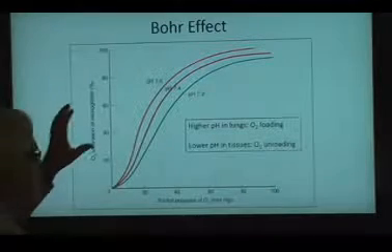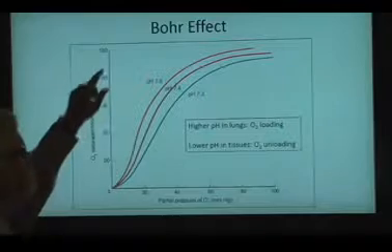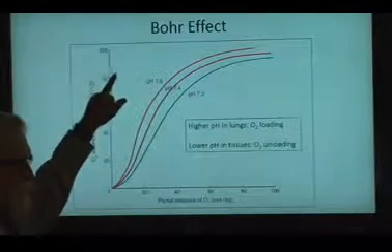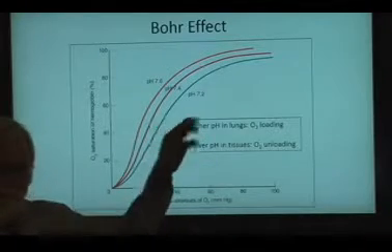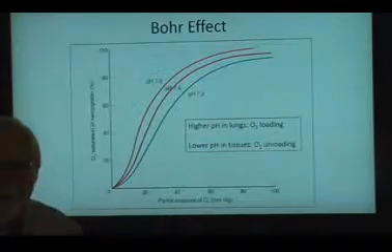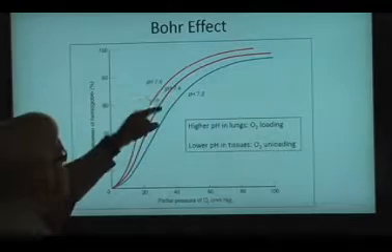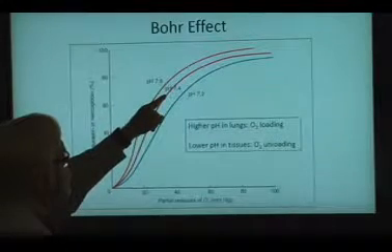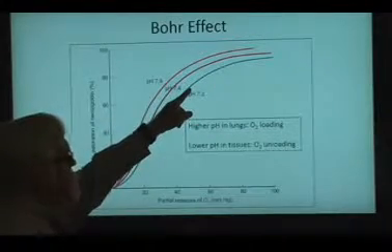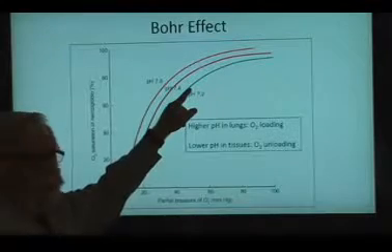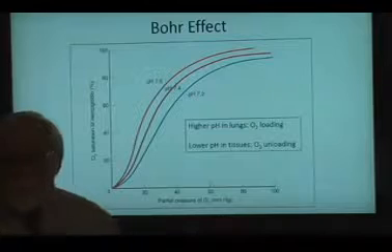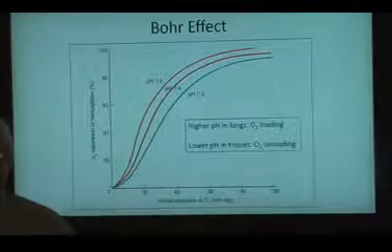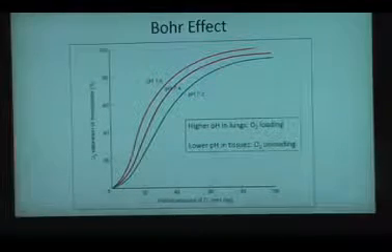So this illustrates the Bohr effect, which is the relationship between pH and the position of the oxyhemoglobin dissociation curve. The Bohr effect says that with acidosis, the curve shifts to the right, less affinity for oxygen. With alkalosis, the curve shifts to the left, greater affinity for oxygen. So how is that important?